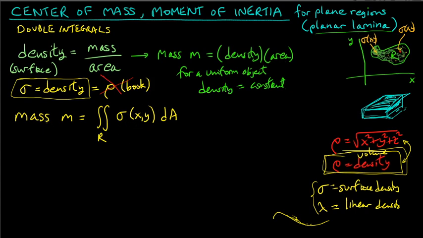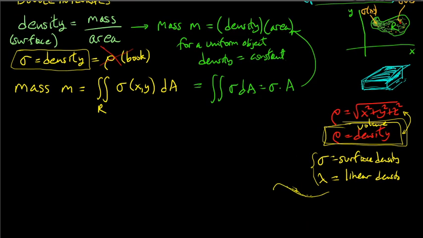That's the idea. And so when you integrate that function over the whole area, over the whole region, you get the mass. And if density happens to be a constant, then when you integrate that constant over the area, it's just the constant sigma times the area A, which is exactly the formula we had earlier. But this formula only applies if density is a constant, okay?